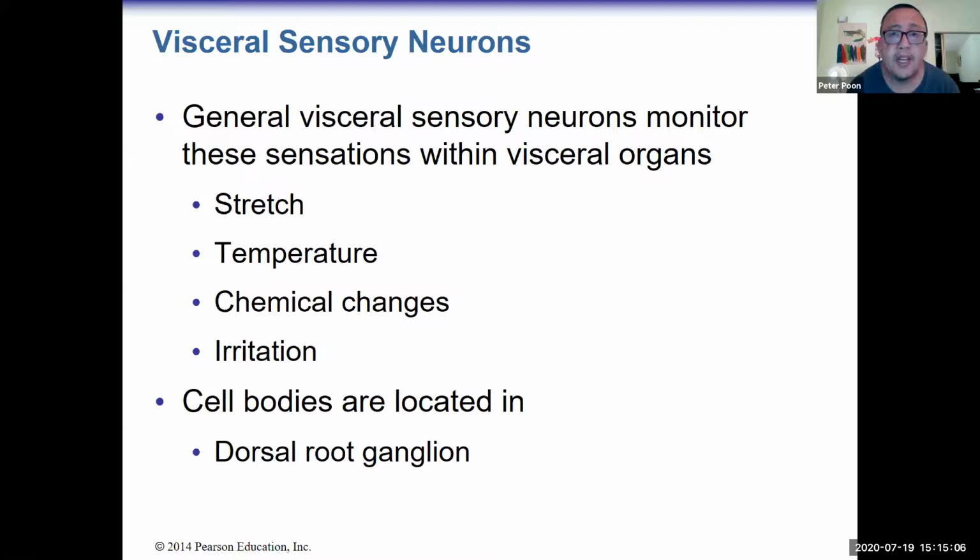The visceral sensory neurons monitor sensations within visceral organs. They're not quite the same as the sensory perception in the somatic system. The somatic system is much sharper. If you have a stomach ache, it's more of a general nausea, hard to pinpoint, as opposed to being hit in the arm. You know exactly where the pain is.